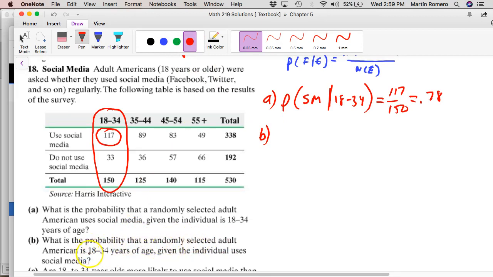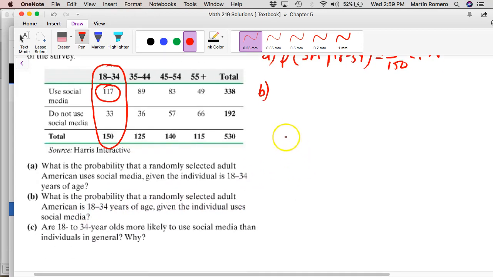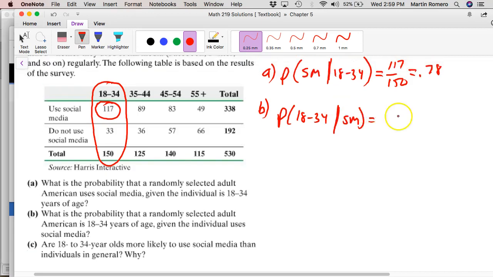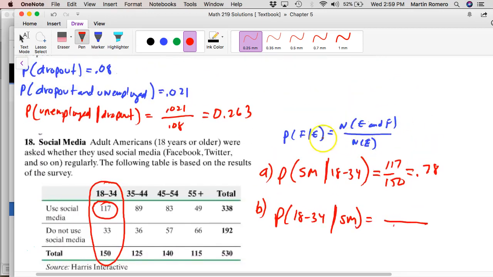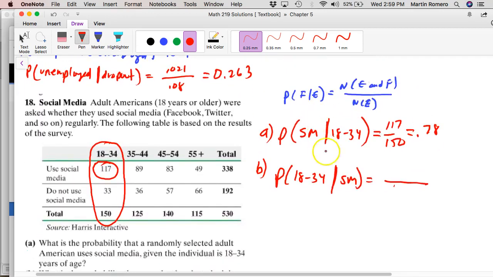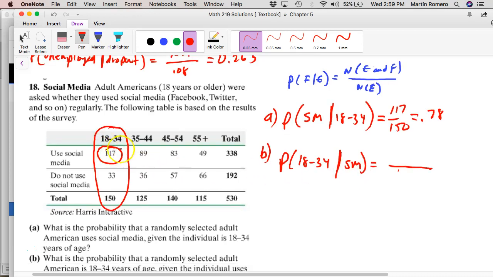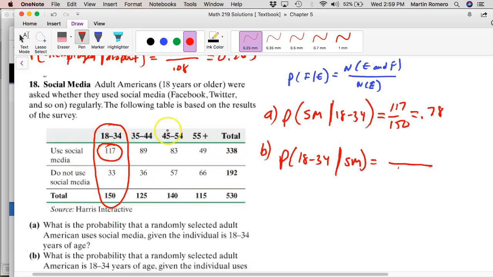Selected adult between 18 and 34, given the individual uses social media. So what's the probability? We're reversing the question. What's the probability someone is 18 to 34 given they use social media? In this case, what goes on the bottom is the number in this category, which is how many use social media. That becomes our new population.